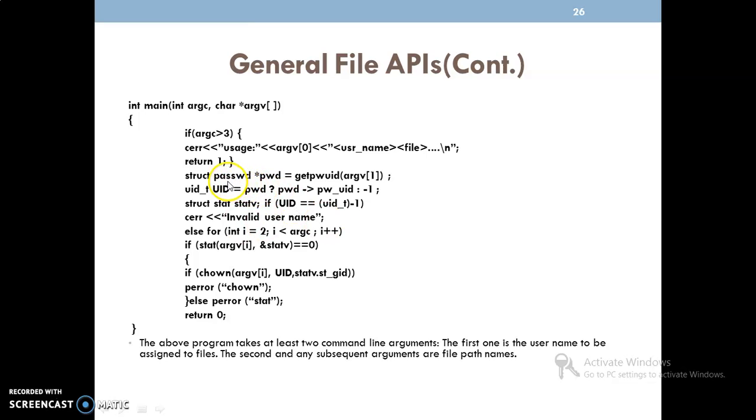First, we need to convert the corresponding user name into the password entry, using argument vector of 1. Next, we check whether the password entry is correct or not. If so, then it is a conditional operator. If it is true, this statement is executed. If it is false, then this statement is executed. Next, we check the UID. If both are -1, in that case it is an invalid username. Otherwise, the second statement is executed.